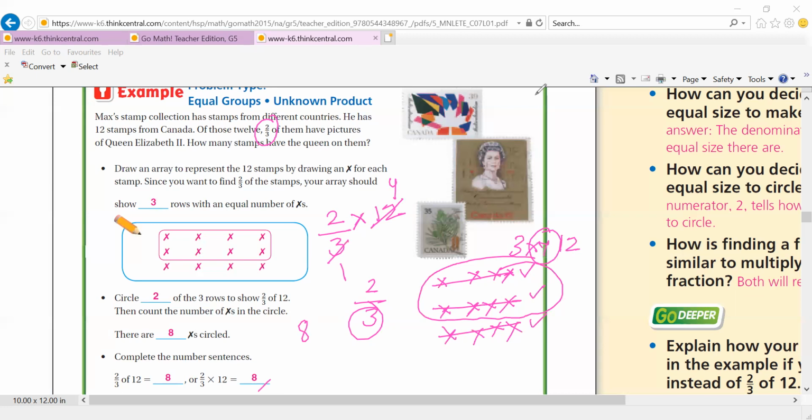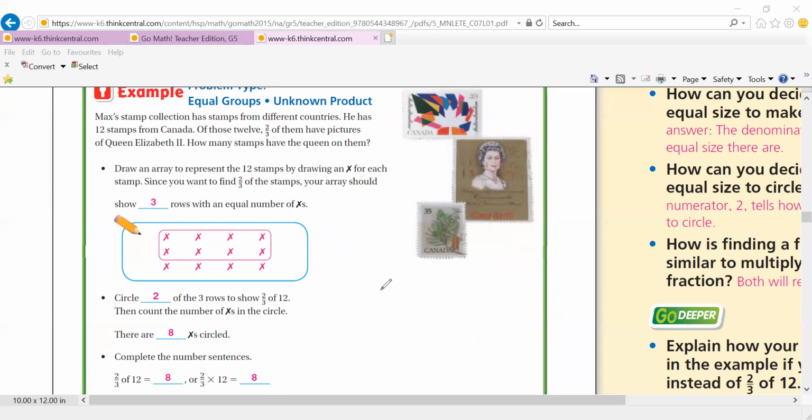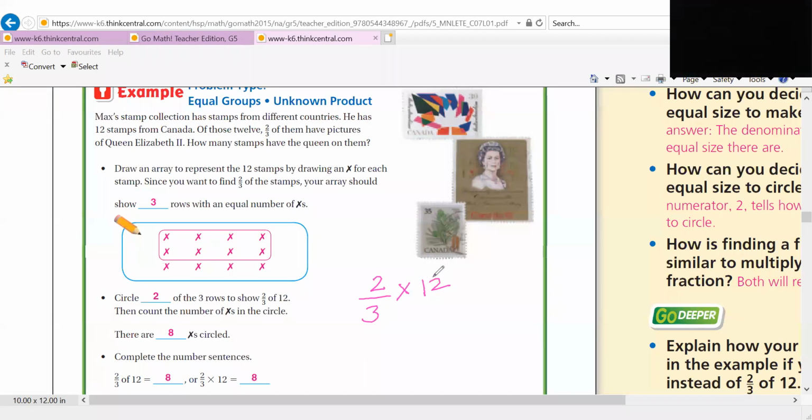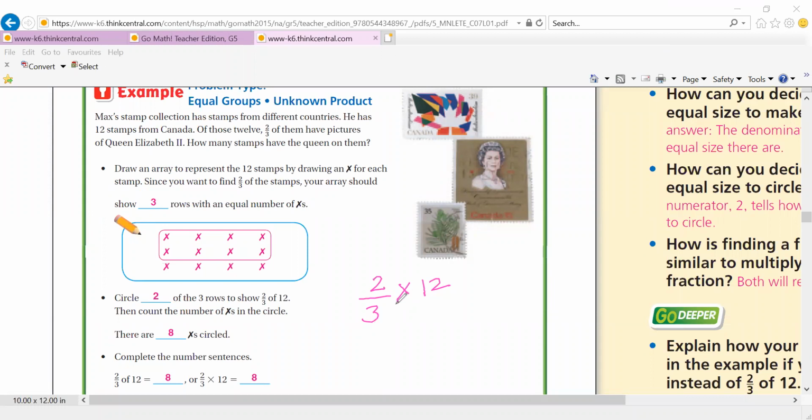Miss, I don't get it. See, listen to me. This method, I will explain to you in the next lesson. 2/3 of 12 means multiply 12. Then simplify the numerator and denominator. 3 and 12. When I divide, what do you get? 12 over 3 is 4. Then what is left? 2 times 4 is left.